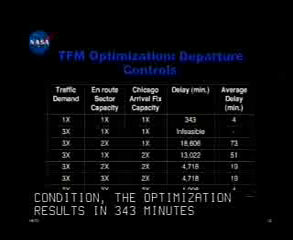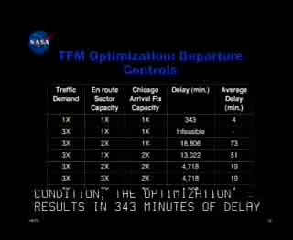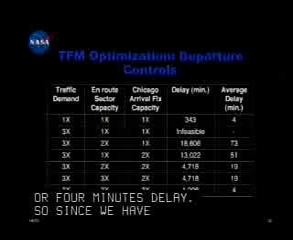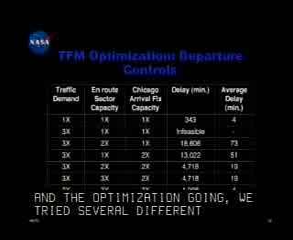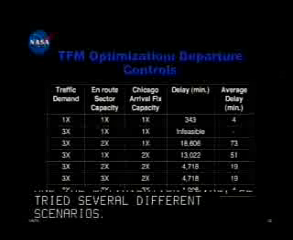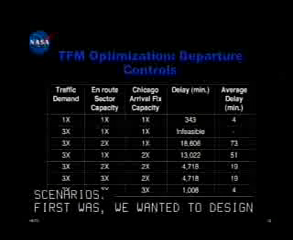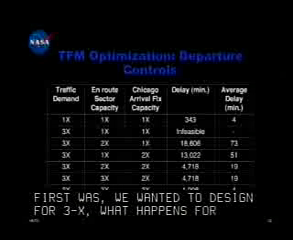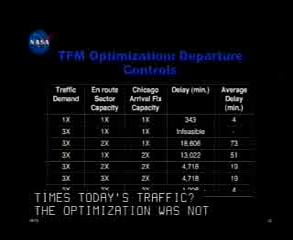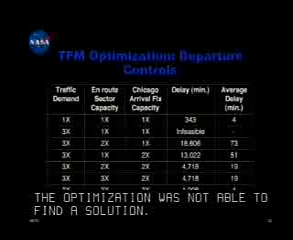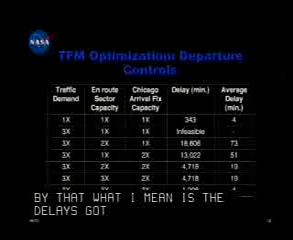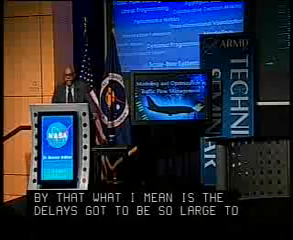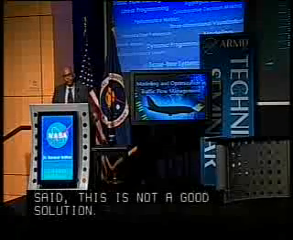So since we have the simulation and the optimization going, we tried several different scenarios. First was we want to design for 3x. What happens for 3 times today's traffic? The optimization was not able to find a solution. By that, what I mean was the delays got to be so large to maintain the constraint. We said this is not a good solution. And then we tried various alternatives.